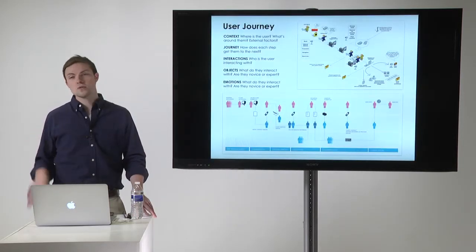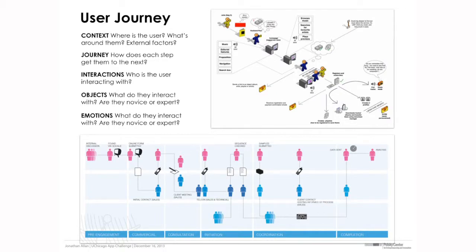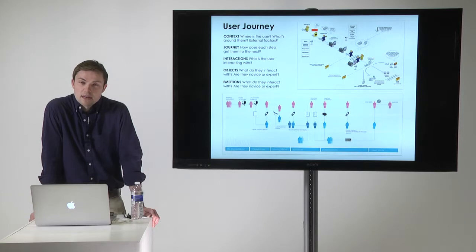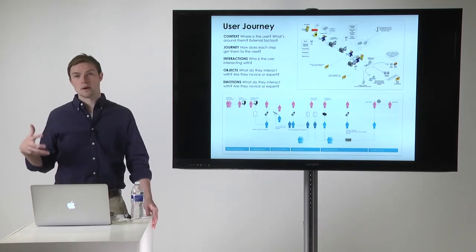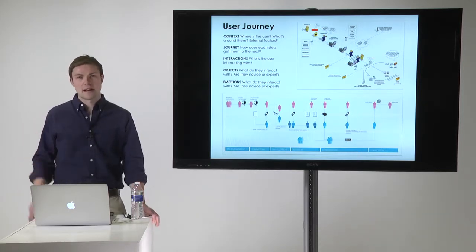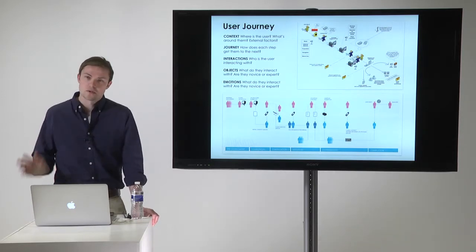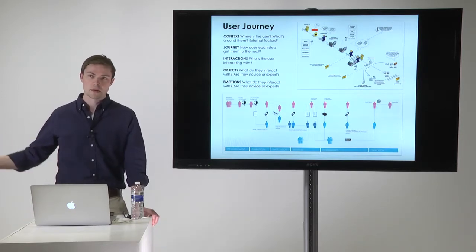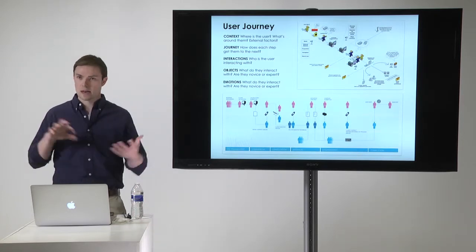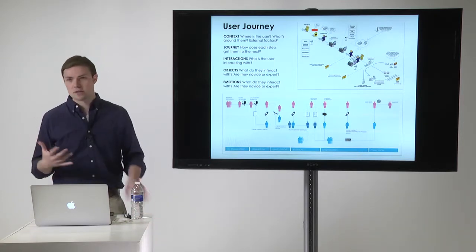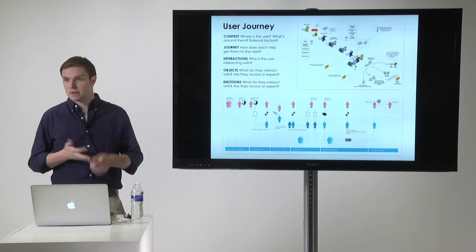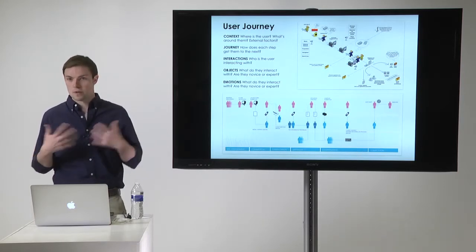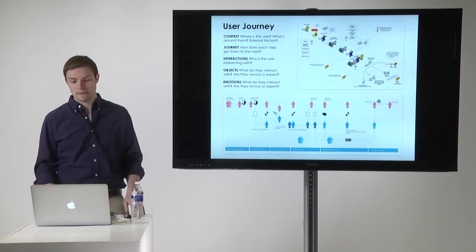A user journey, and these are just a couple of illustrations. You don't have to digest these graphics. They're two different examples of what a user journey can look like. But a user journey allows you to think about the context of the user and what's around them, what's going on in their environment, and what the external factors are that influence them. The journey also takes you through the step-by-step process of the whole experience of their life and how the app plays into that. Different interactions: who do they interact with, objects they might interact with, like devices, and emotions. What are their emotions along this whole process?